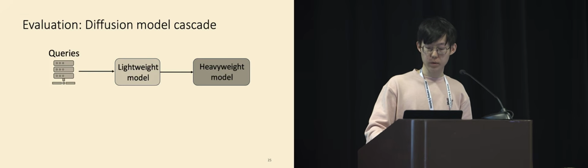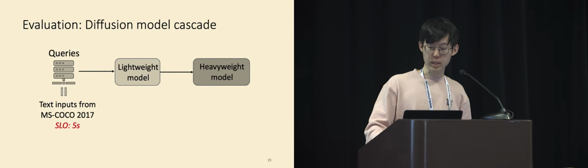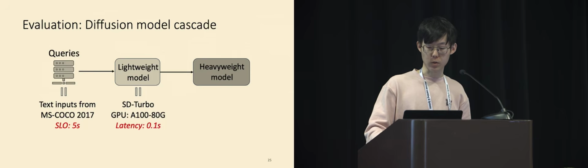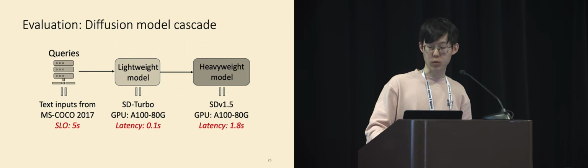Before diving into performance, let's quickly walk through our evaluation setup. We use text prompts from the MS COCO dataset and set an SLO of 5 seconds for each query. And in the model cascade we used, the lightweight model is SD Turbo, running on a V100 GPU with just 0.1 second latency. And the heavyweight model is SD v1.5, which has a latency of 1.8 seconds.